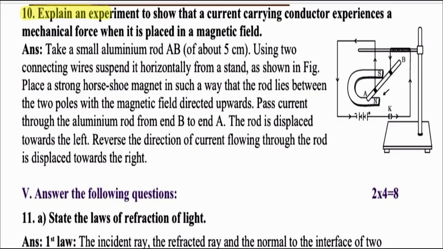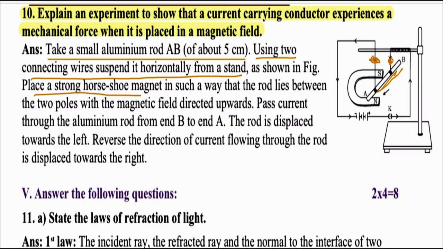10th question. Explain an experiment to show that a current carrying conductor experiences a mechanical force when it is placed in a magnetic field. Take a small aluminum rod AB of about 5 cm. As shown in this figure, this is the rod A and B, and using two connecting wires, suspend it horizontally from a stand. See, these are the wires.